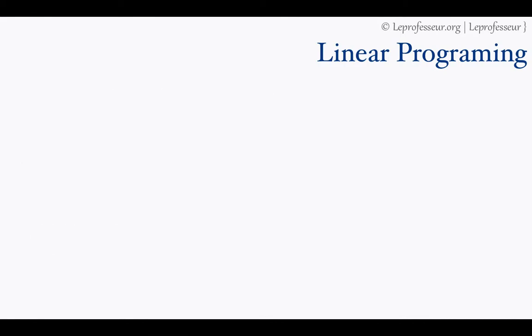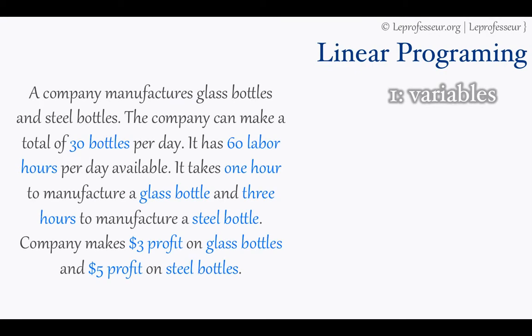The first step would be to identify the variables. So let's identify the variables in the problem. As we can see here, we have glass bottles and steel bottles. So one variable would be glass bottle, which we call x variable. Another variable we can call y, representative of steel bottles. All right. After identifying variables, the next step is to form equations.